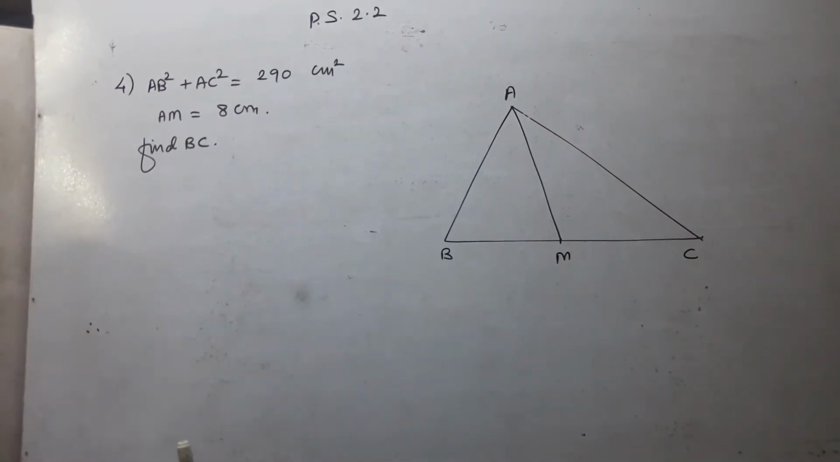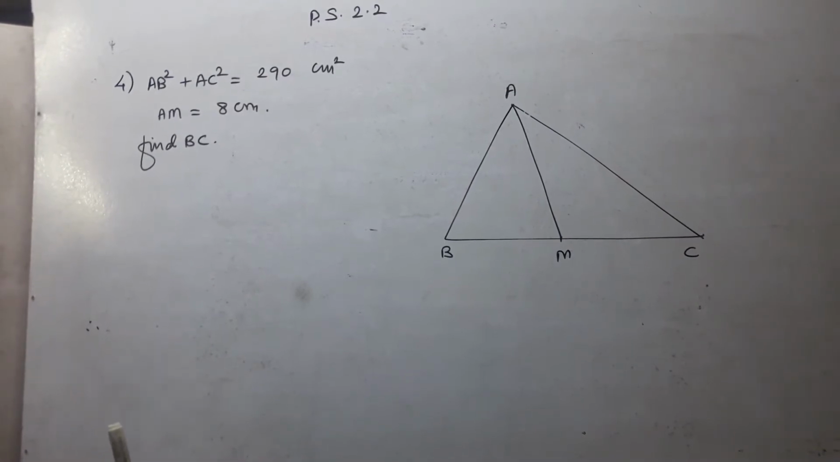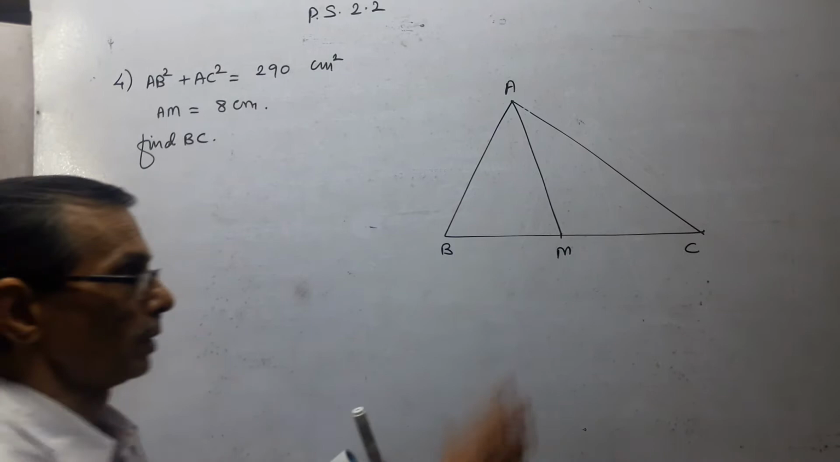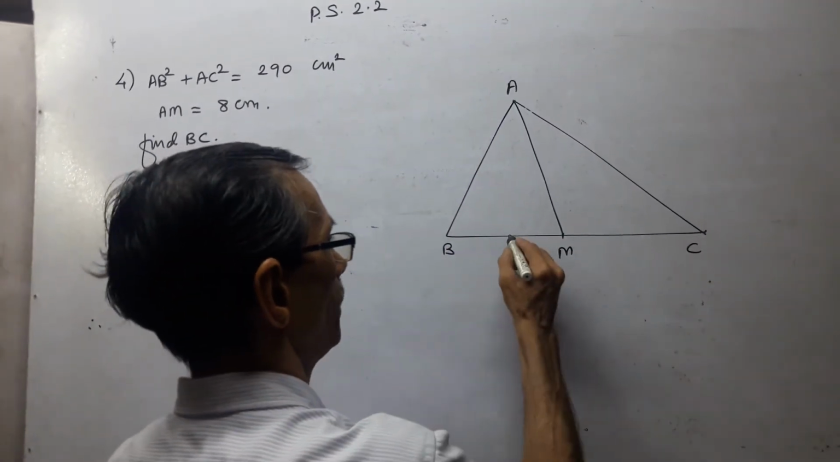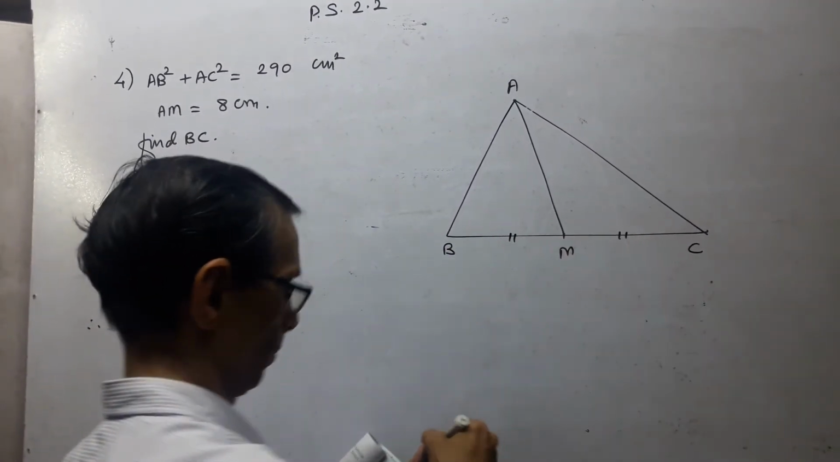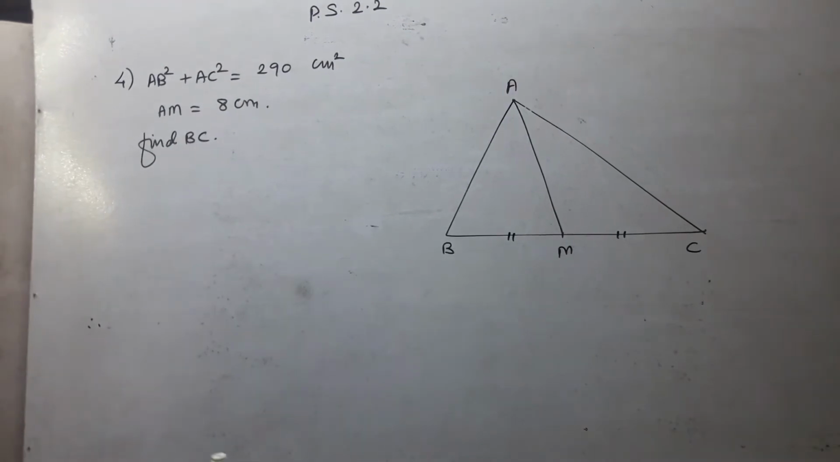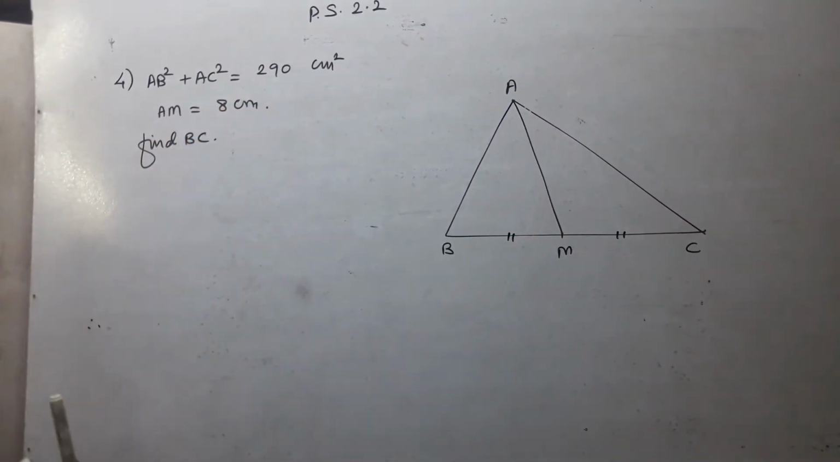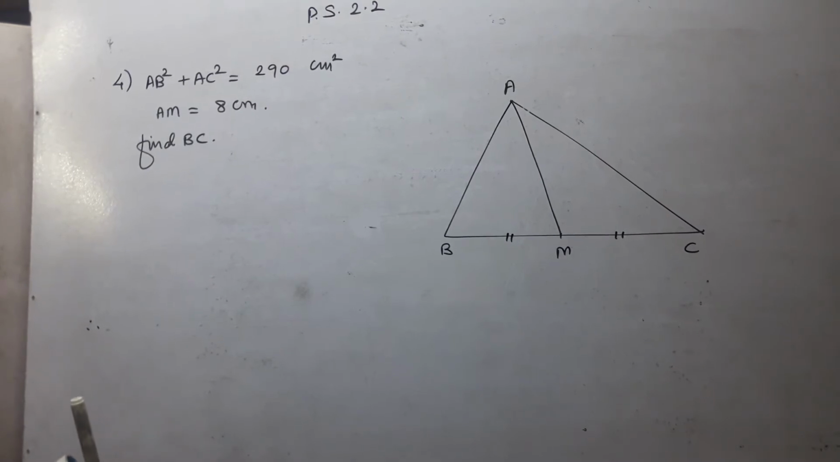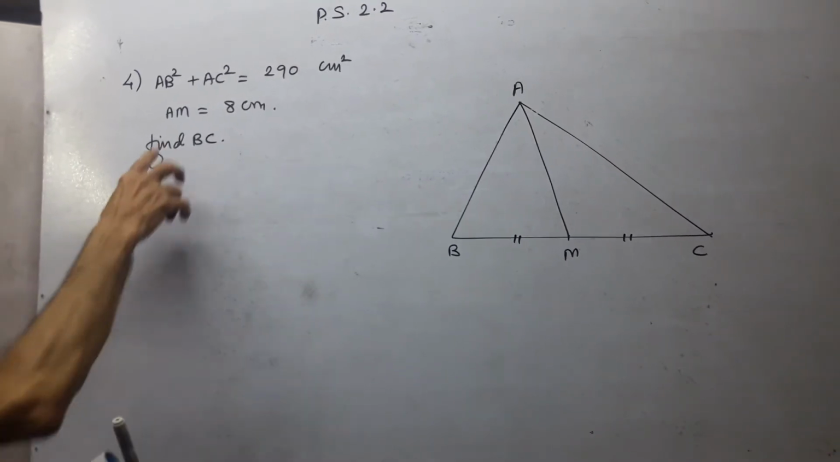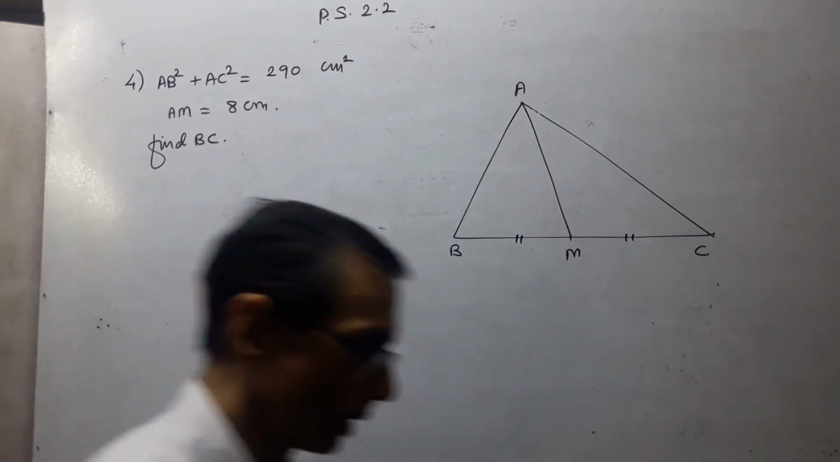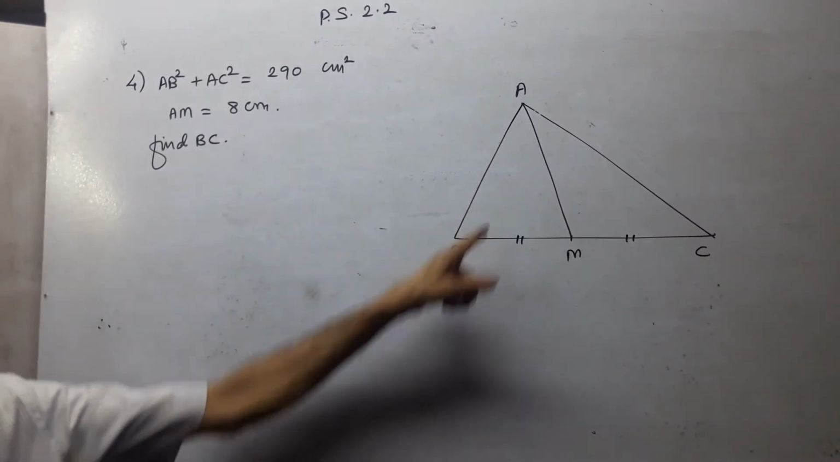Now let us take the fourth one. In the fourth one, triangle ABC, M is the midpoint, so BM and CM are equal. So M is the midpoint of side BC. Also given, AB square plus AC square is 290 square centimeter, and AM is given 8 centimeter, and we have to find BC. Here the diagram is drawn. Look at the diagram now.